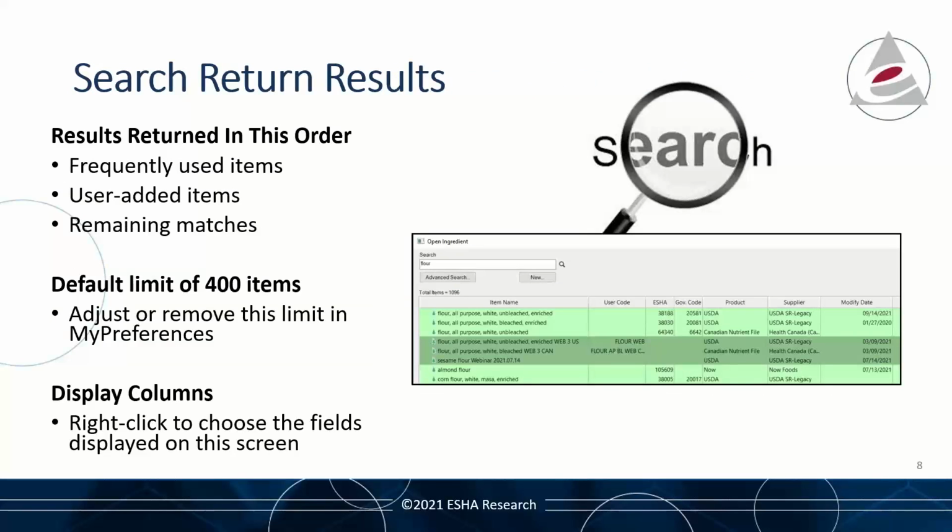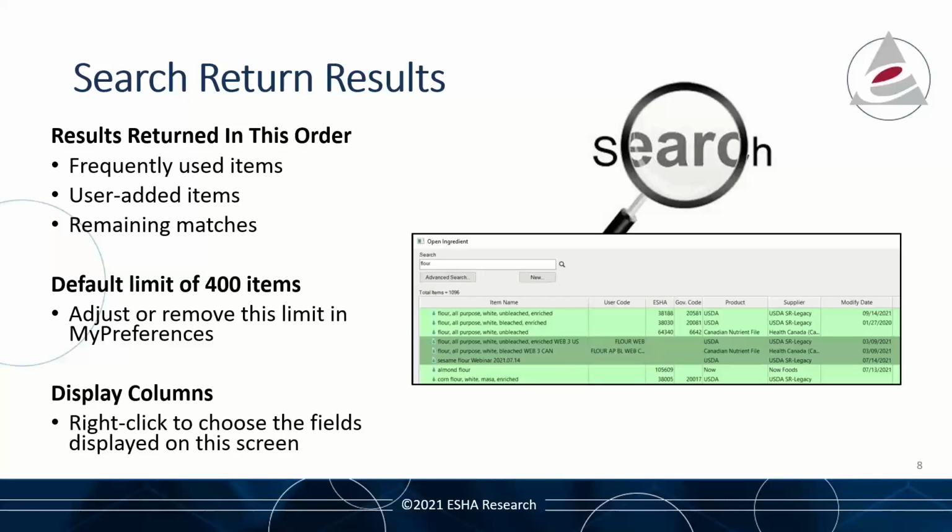In general, when you perform a search by name or phrase in Genesis, the search results appear in this order. You'll see frequently used items. So Genesis remembers the items that you use most frequently, and it places those at the top of the search results list. Then you'll see user items. These are the ingredients that you've added to your software. So you can see here there's a color coding. Here you'll see darker green indicate the items that are user added, or those that you've added to your software. And then following those two are the remaining matches that best match your search term.